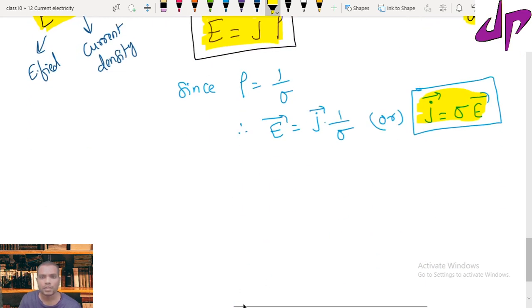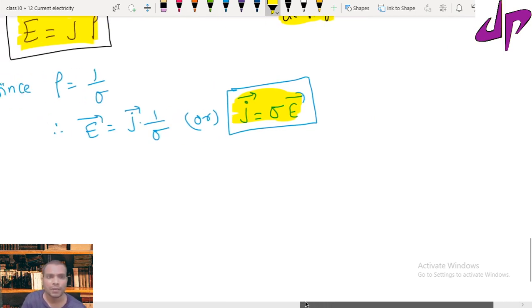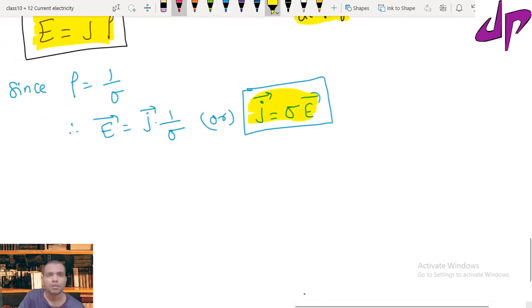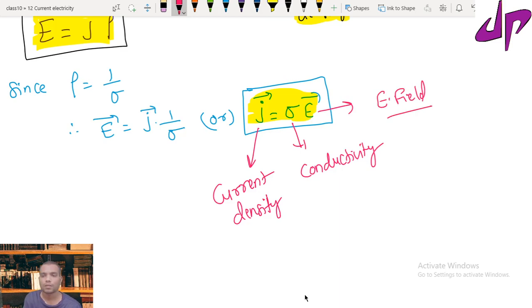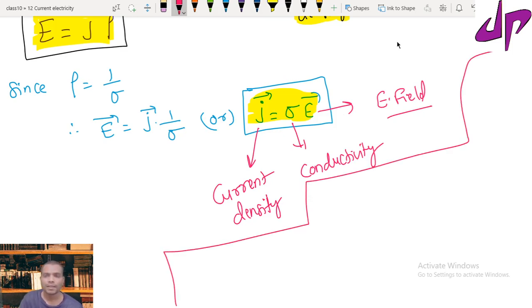Or with a further simplification, in place of rho we can write sigma, so current density J equal to sigma, which is nothing but conductivity, times electric field. These are all basic terminology needed to understand current electricity.